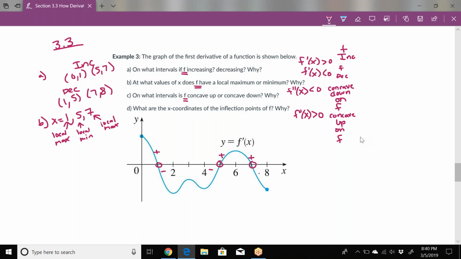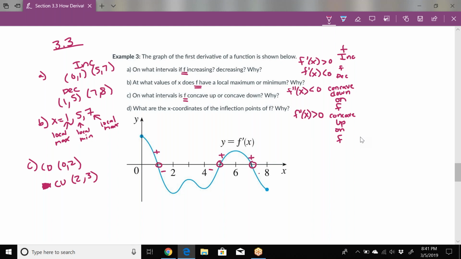So since we are negative from 0 to 2, that means we're going to be concave down from 0 to 2 on the original function. And since from 2 to 3 we are increasing, we're going to be concave up from 2 to 3.